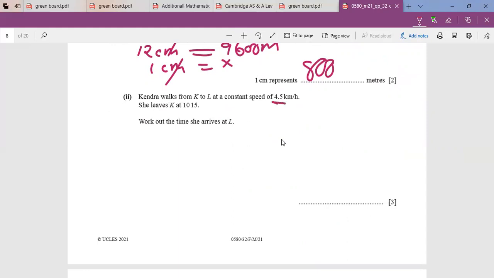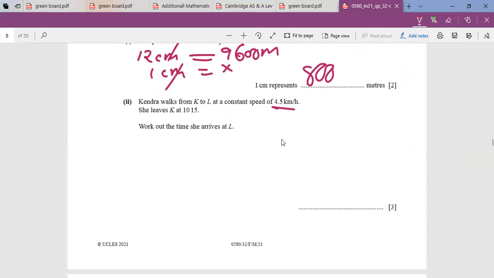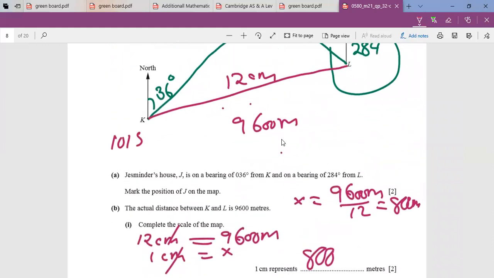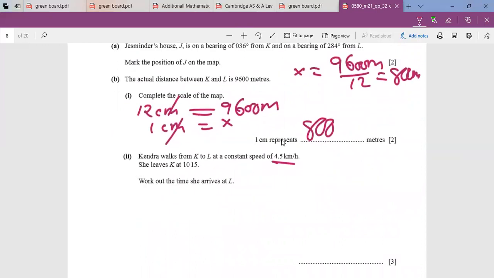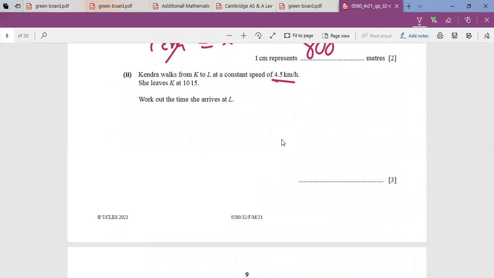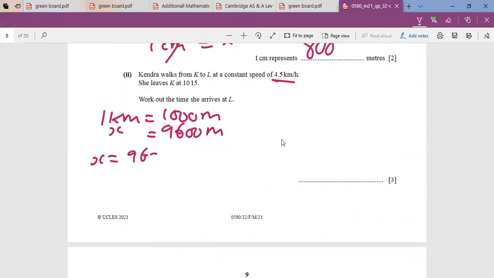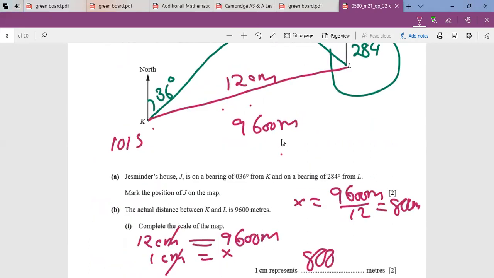So, since we are talking about hours, the distance from K to L is 9,600 meters. You can convert that to kilometers. 1 kilometer is equal to 1,000 meters. So x is equal to 9,600 meters divided by 1,000, and x is equal to 9.6 kilometers. The meters will divide, and we remain with kilometers. So the distance from K to L in kilometers is 9.6 kilometers.